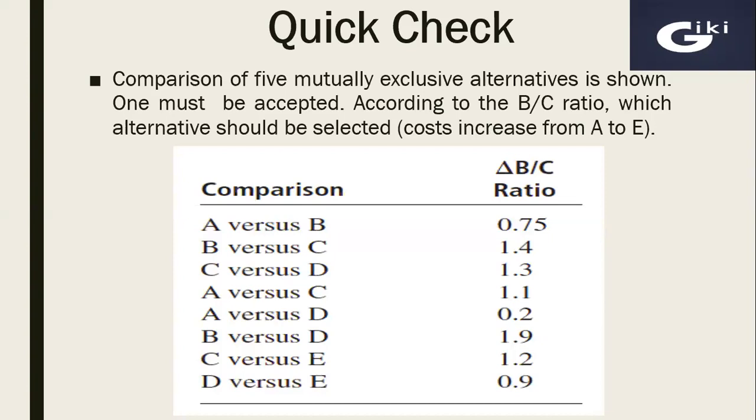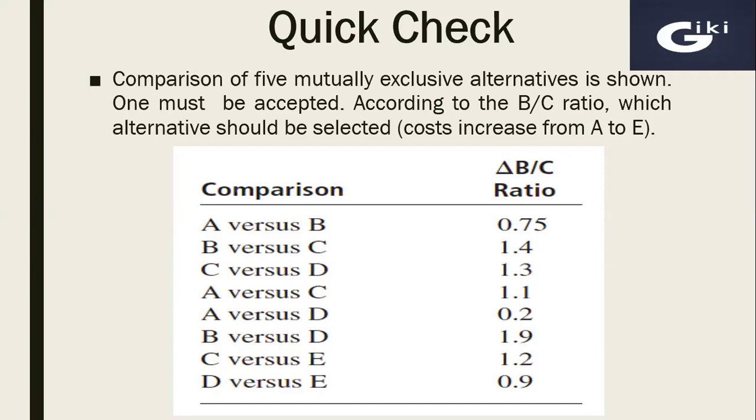Now, here is another question or exercise that I'm going to explain to you. Comparison of 5 mutually exclusive alternatives is shown. One of them must be accepted, meaning these are mutually exclusive options or alternatives. Selection of one will lead to rejection of the others automatically. According to the B over C ratio, which alternative should be selected? Costs increase from A to E, meaning A is the lowest cost option. So we are given the incremental B over C ratios.